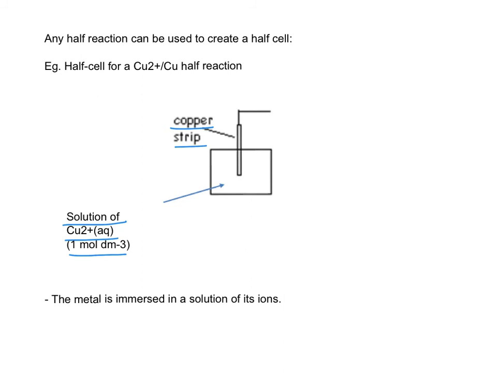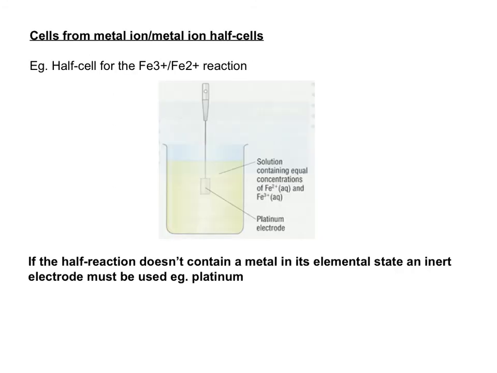Now, there are lots of possible combinations of half cell. If we look at the next one. Now here we have got a half reaction containing 2 iron ions. So if we wanted to connect and measure the standard electrode potential for this half cell, what we would need to have then would be an electrode, and generally platinum is picked because it's inert. Then we will have a solution, and this solution will contain equal concentrations of each ion.